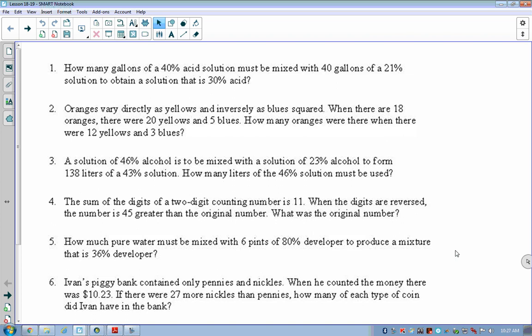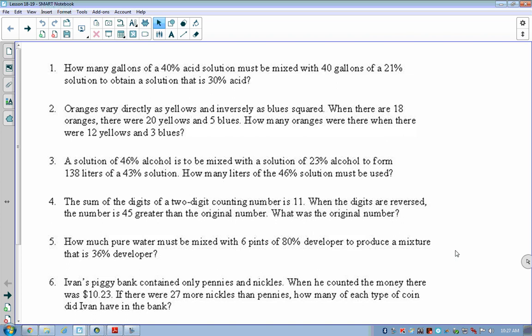This is Algebra 3, Lesson 18, and it is Advanced Word Problems. There are several different question types in here. Each of them is solved a little bit differently, but anytime a question type shows up, you'll solve it the same way. Does that make sense?